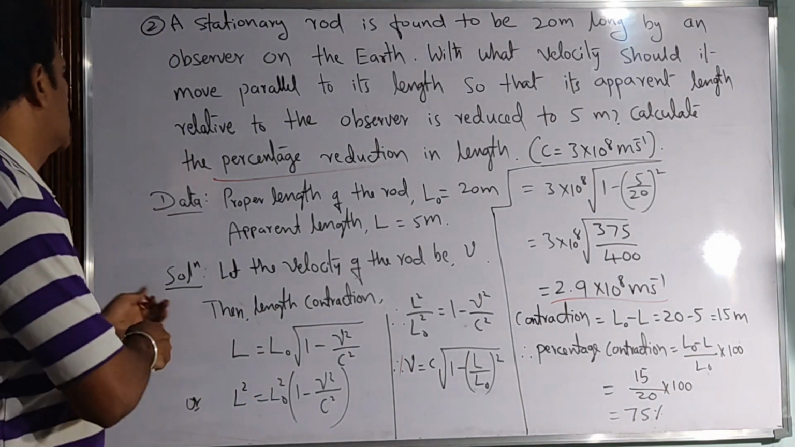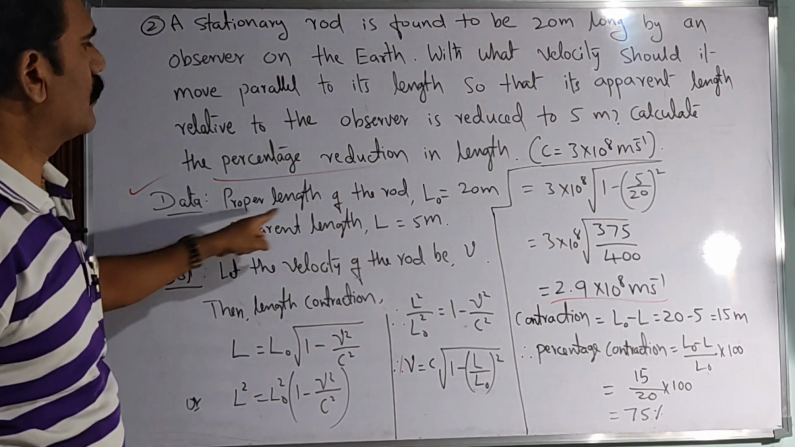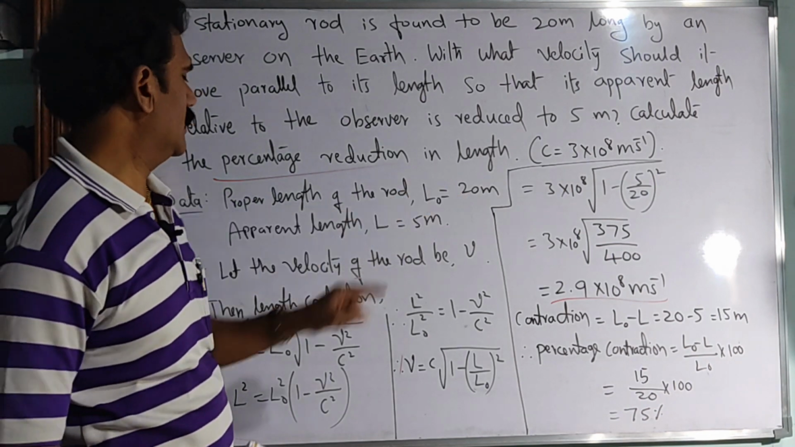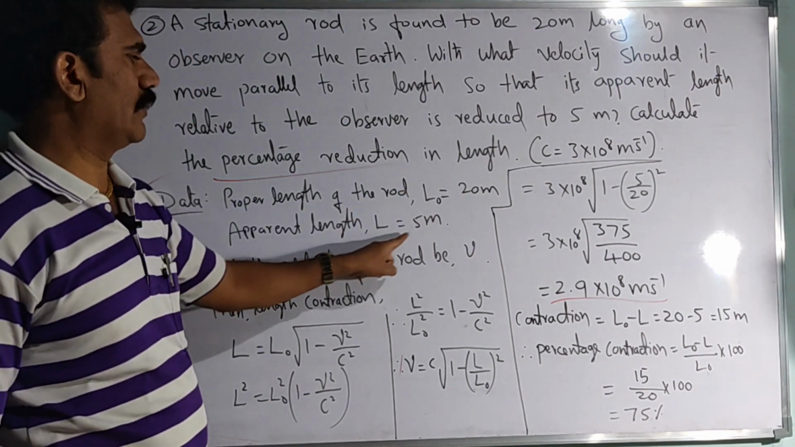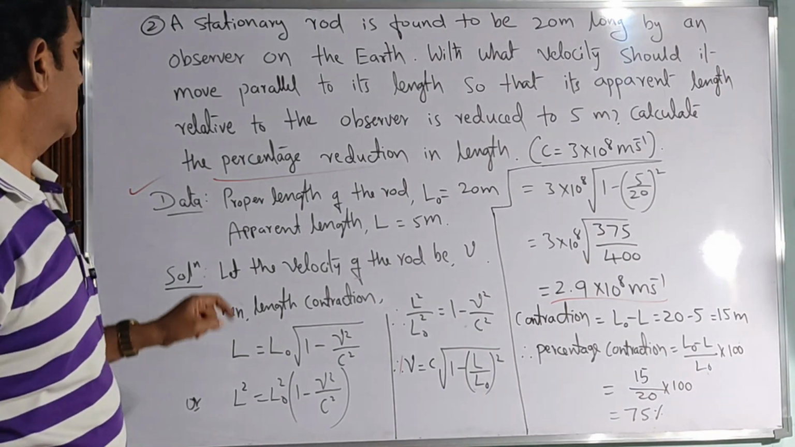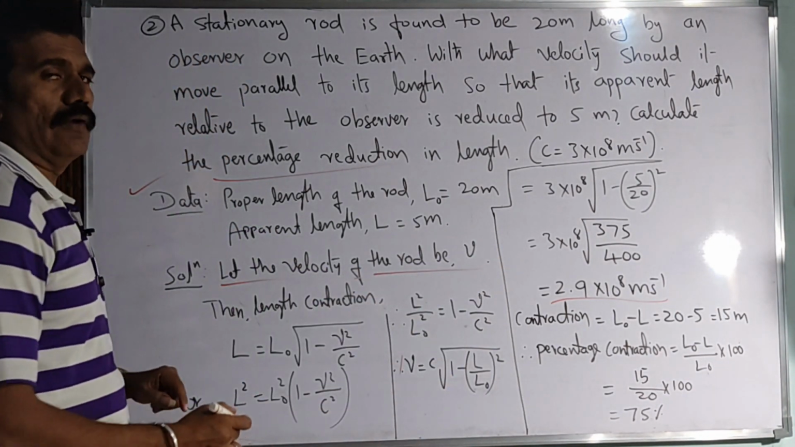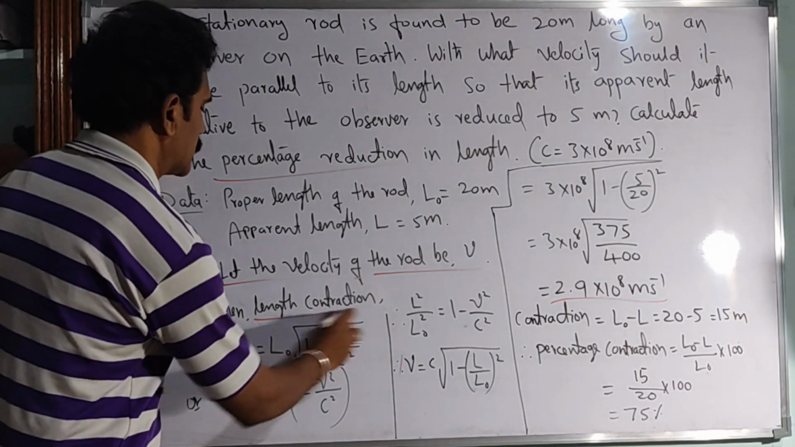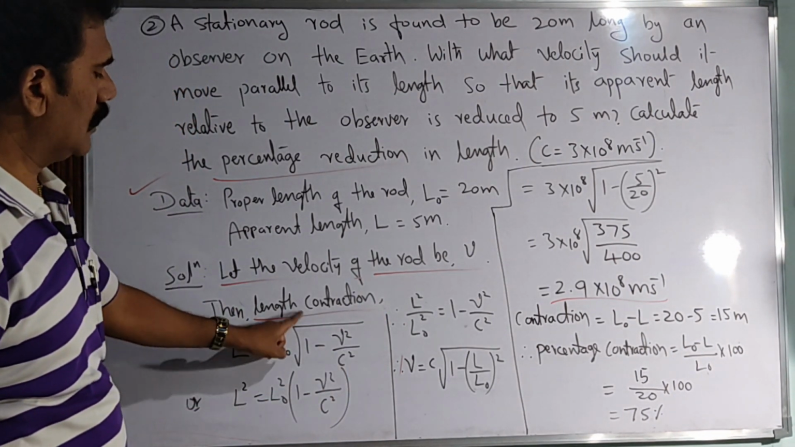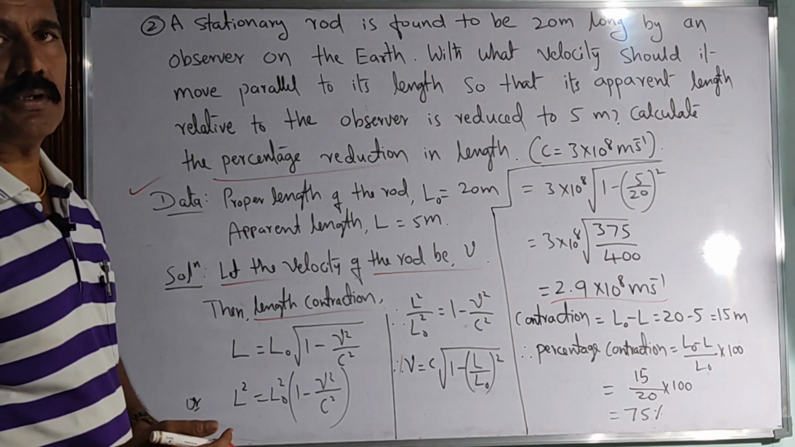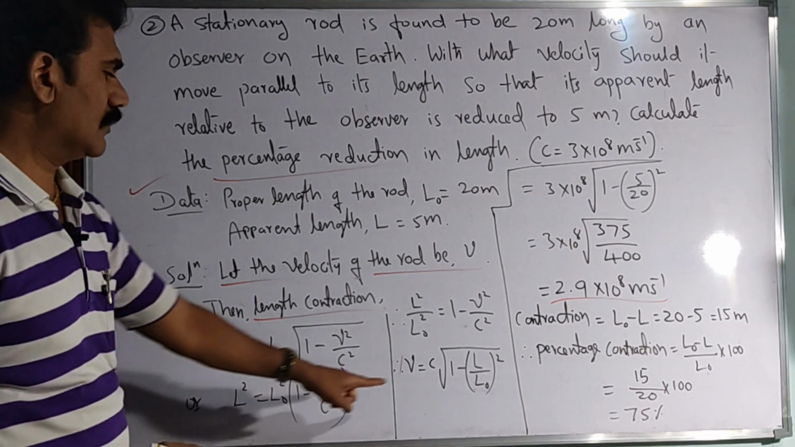Okay, then you look at the given data first. So what is the proper length of the rod? That is L naught equal to 20 meter, apparent length is equal to 5 meter. Okay, then let the velocity of the moving rod be v, then we can have the equation for length contraction, L is equal to L naught square root of 1 minus v square by c square. Simplify this equation for v.